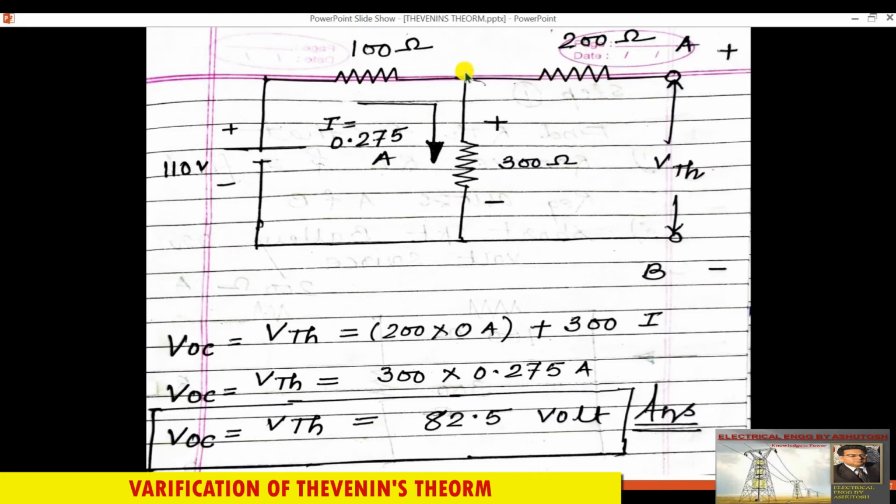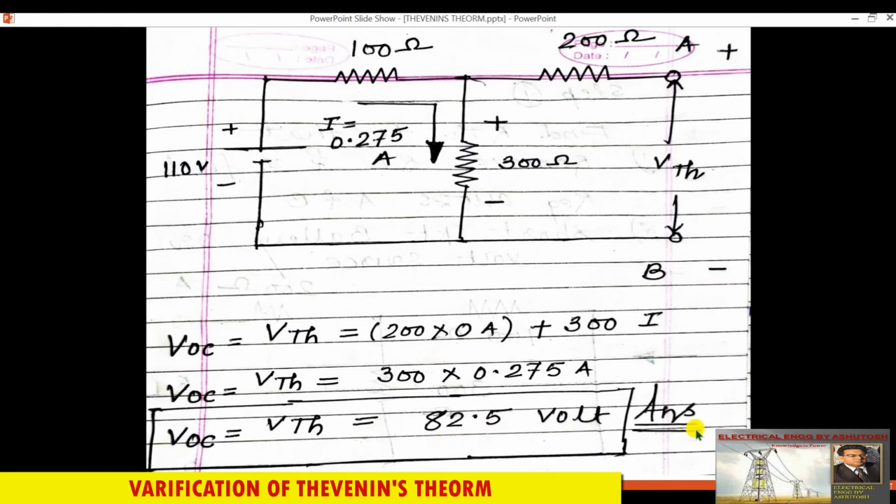Then again move from here and then we will enter this resistance. So take the voltage drop of this resistance and that will be equal to plus. You have to write plus because we are entering here at this terminal, that is positive. So positive, we have taken this positive 300 into I. Okay, this is the resistance, I into R, 300 into I, and what is I? I is 0.275 ampere. So multiply this, so it becomes VTH equal to open circuit terminal voltage equal to 82.5 volt we get.